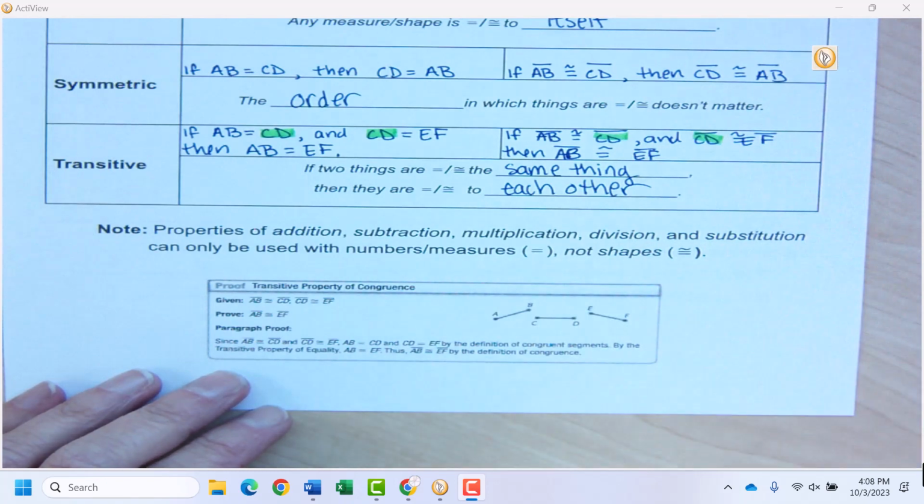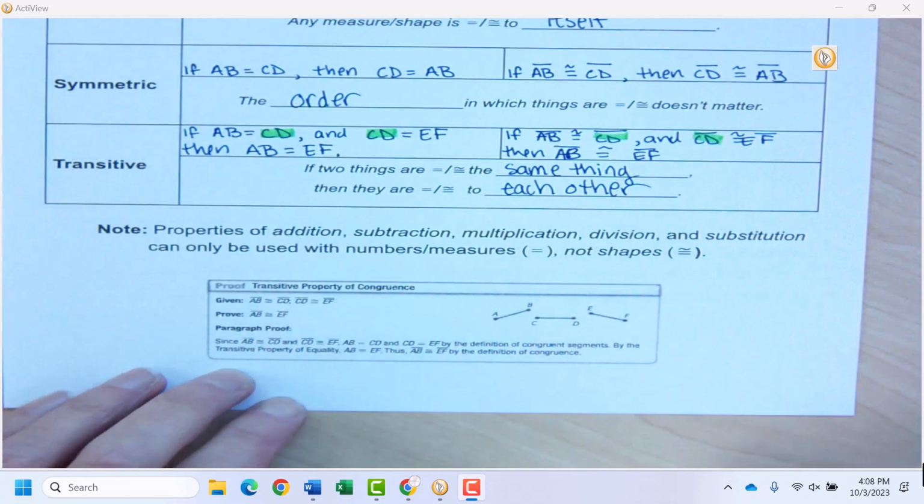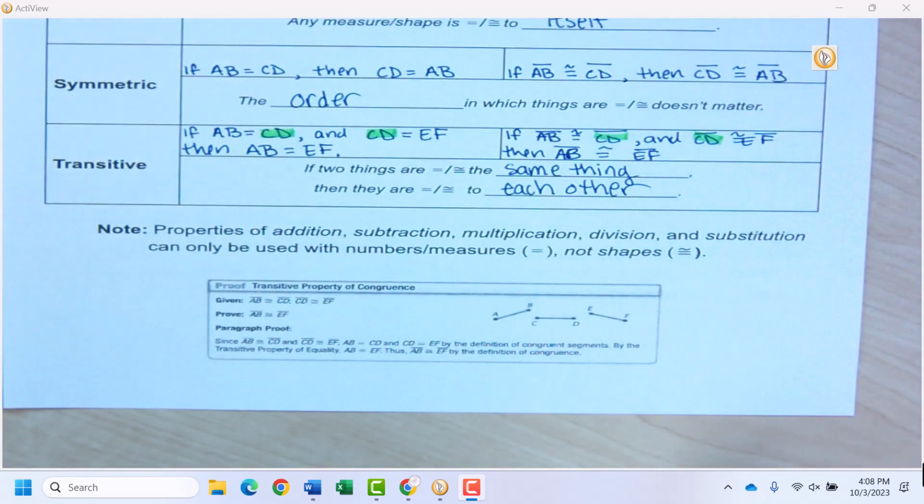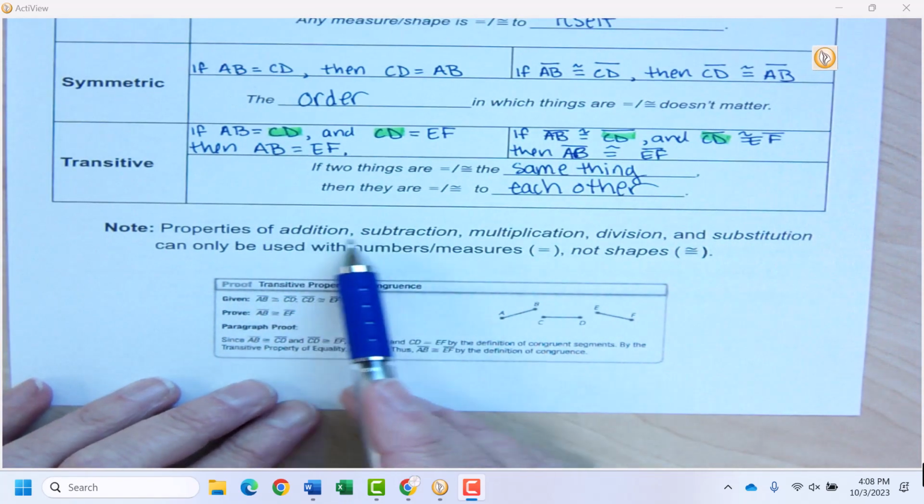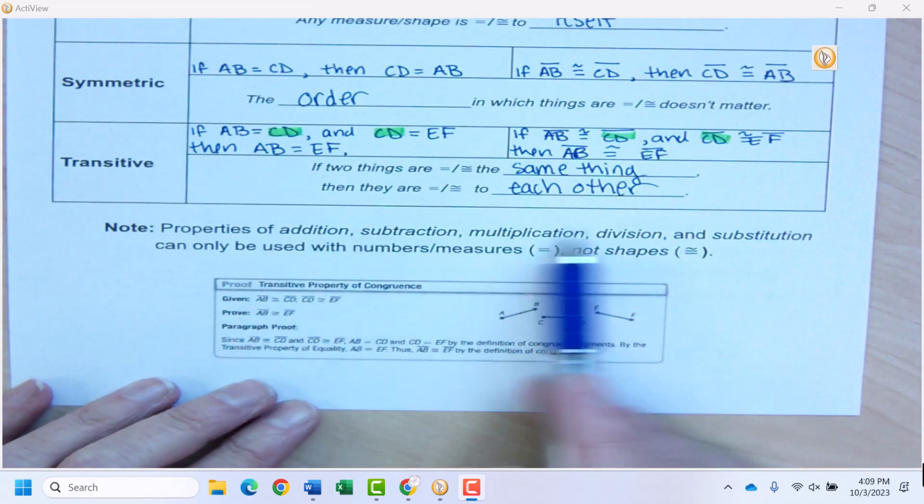So I can't say triangle plus triangle. I can't add two triangles together and get anywhere. So if we're talking about numbers and values, these properties that we use for algebraic proofs only work with those.